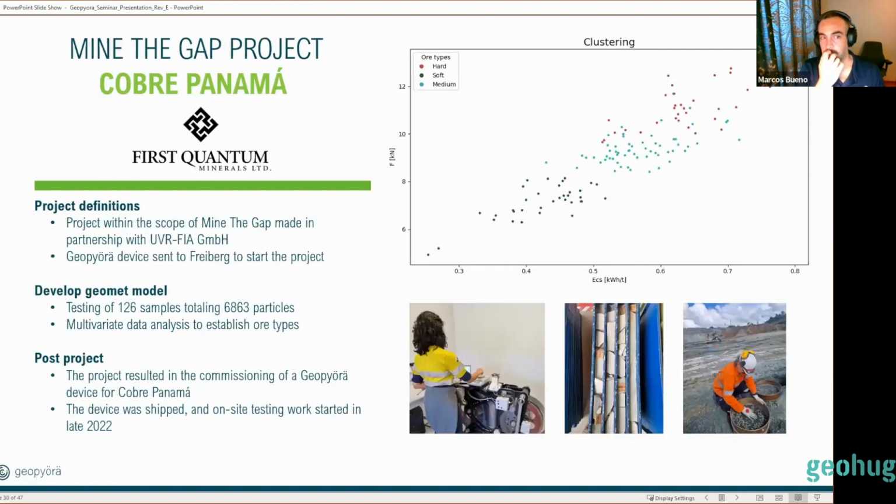And then Cobre Panama heard about our technology, and they approached us. We tested initially 126 samples in a comparative exercise against SMC and Bond. The work was done in a lab in Germany where we had our machine. They gained confidence to take the device to site, and you can see in the picture one of their technicians using the machine in Cobre Panama. And there is a picture of myself on a drilling bench, a drill and blast bench that was being drilled to load the holes for blasting.